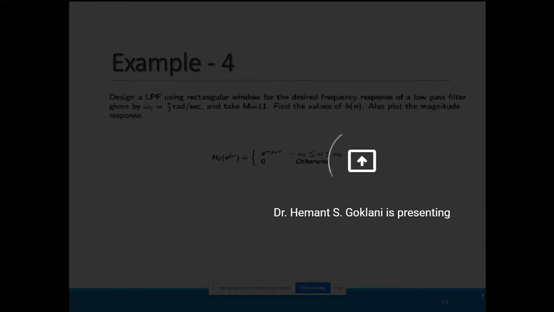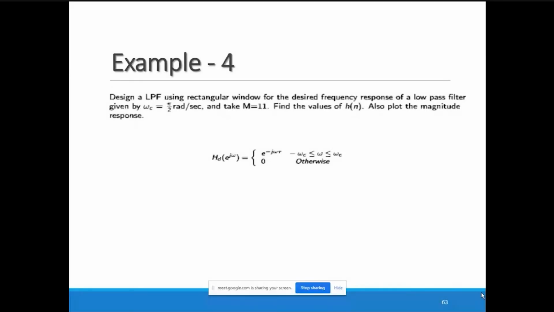Okay, utilize this equation, hd, which is not present in the slide. Hd e raised to j omega is equal to e raised to minus j omega tau, minus omega c less than or equal to omega less than or equal to omega c. Okay, tau is nothing but m minus 1 by 2. m is equal to 11 over here, m minus 1, so 10 by 2, so tau value is 5. So you can take e raised to minus j 5 omega.